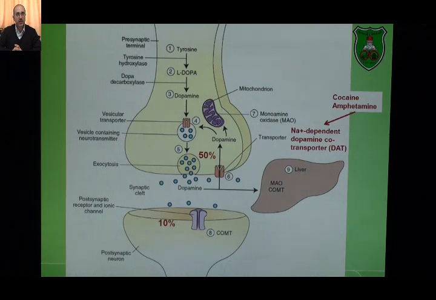Now, what happens with cocaine and amphetamine is that they prevent the uptake of dopamine so that it stays for a longer time in the synapse, and that's what gives the stimulation of the neurons for a longer time, and the feeling of excitement and awakening in a person taking cocaine or amphetamines.